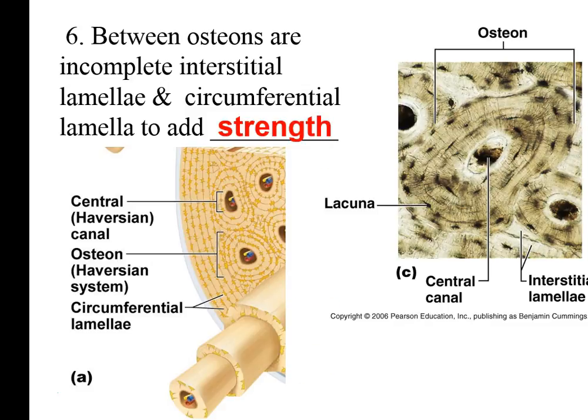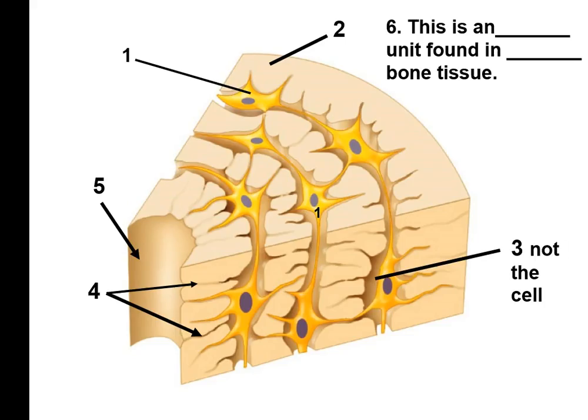So you have your little osteon units, but filled in between them is interstitial lamella, and wrapping around them is circumferential lamella. So you should be able to label this microscopic osteon unit that's found in compact bone. What is number 1? An osteocyte. What is number 2? Lamella. What is number 3? It says it's not the cell, so it must be the space, the lacuna. What is number 4? Canaliculi. Number 5, the central canal. And 6 says that this is an osteon unit found in compact bone tissue.